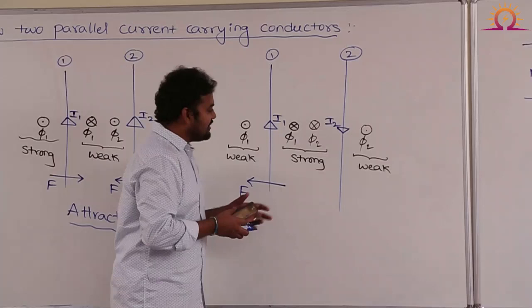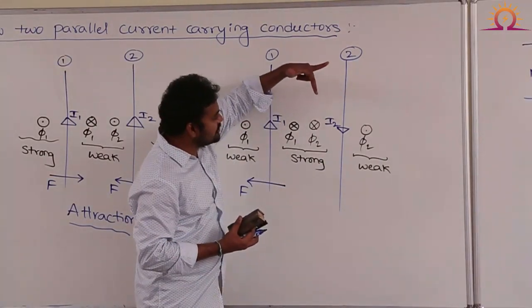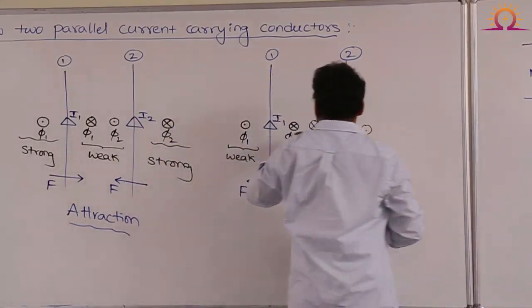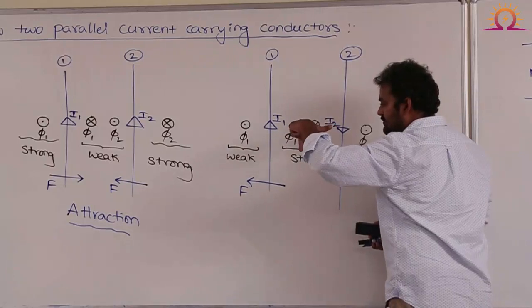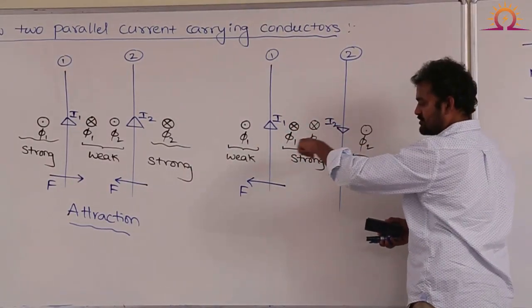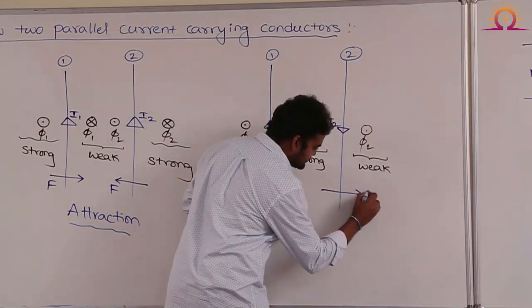Similarly, coming to the second conductor, current is in the downward direction. Look at my central finger, that is in the downward direction. The strong magnetic field is into the plane. This is into the plane. Therefore, my thumb is showing the direction of force, which is in this direction. So the force is in this direction.